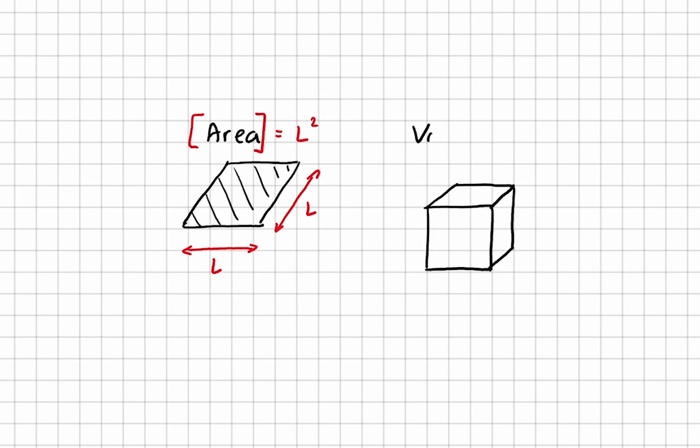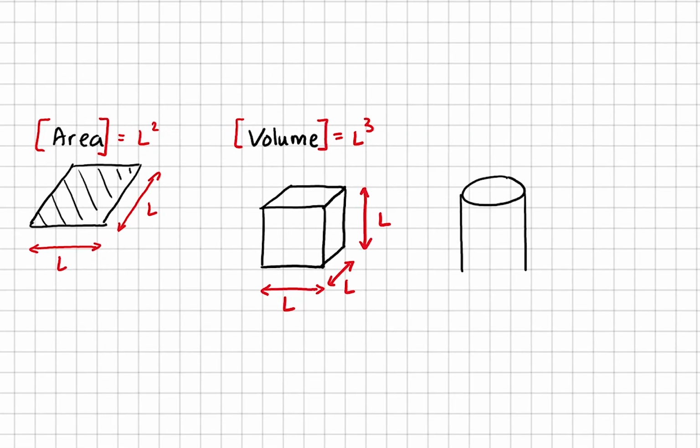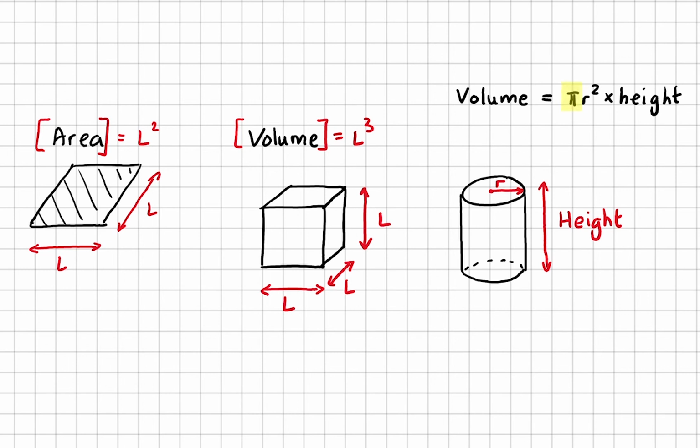The volume of a cube is length times length times length, which is length to the power of 3. We can also prove this using a cylinder. The volume of a cylinder is pi r squared times its height. Pi is dimensionless as it's just a numerical value. The dimension of radius is length and we need to square it. And the height is also length. The dimension of volume is length to the power of 3, just like before.